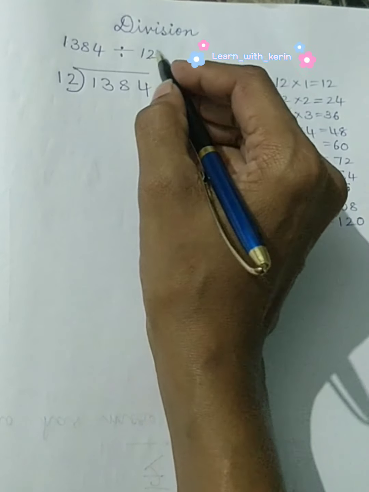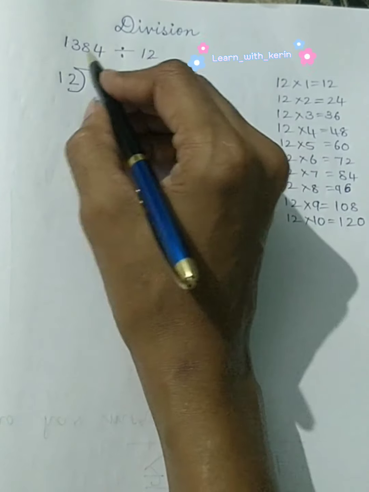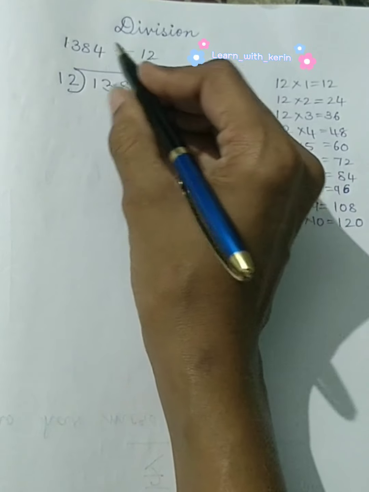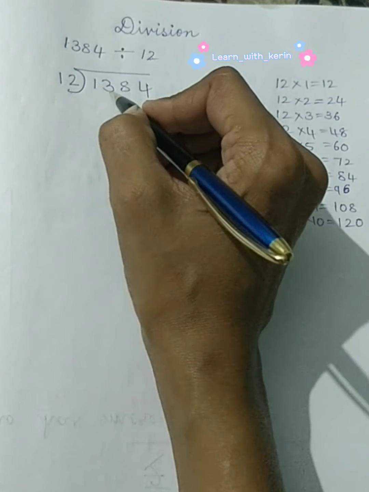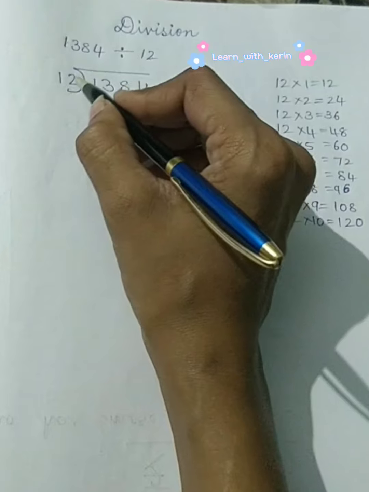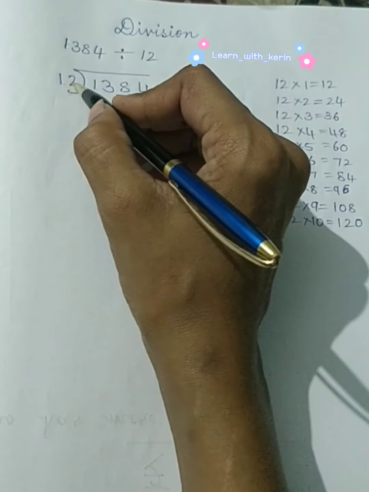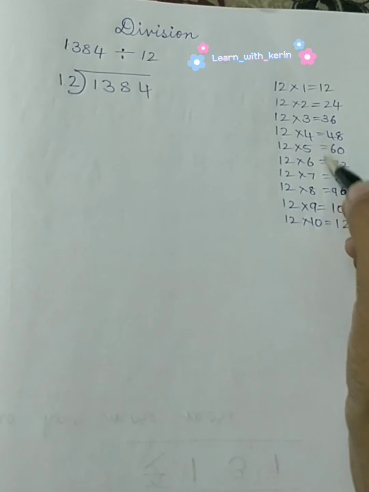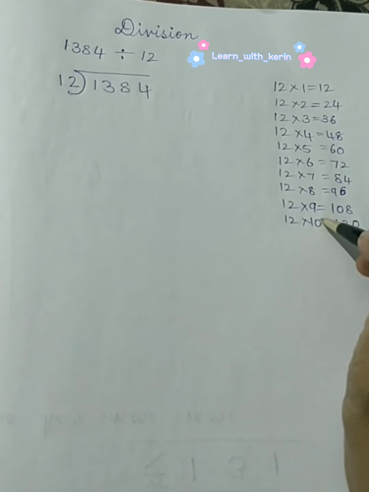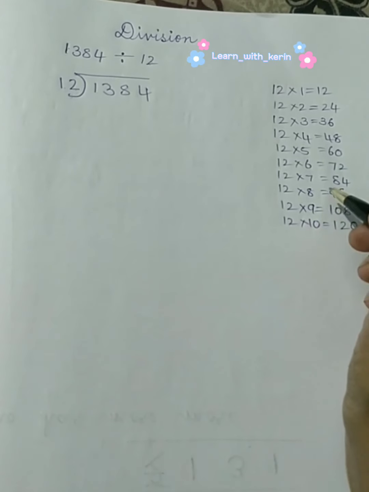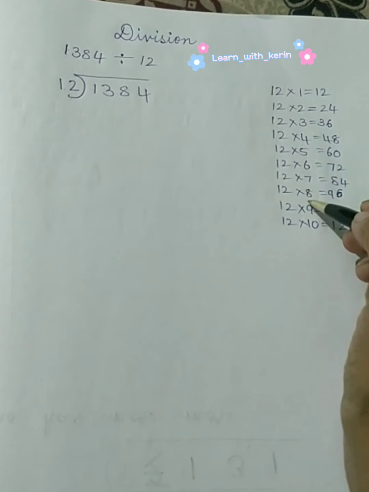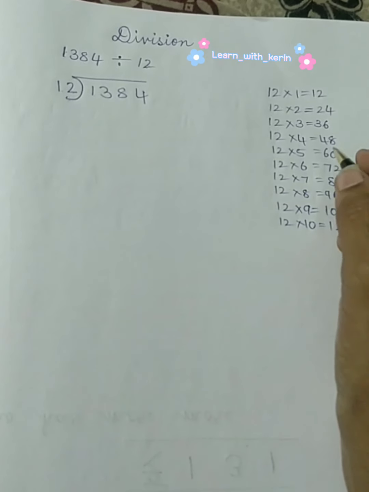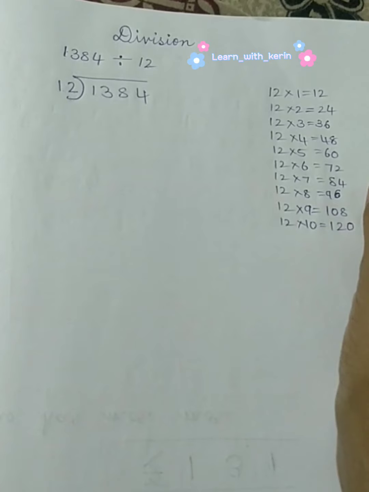To solve any division sum, first we need to write the given numbers in a division table. This is called a division table. Inside I have written 1384 which is the dividend, and outside I have written the divisor, the number 12. And here to the right side of the screen I have written the 12 table to make you all understand the sum clearly. Actually, you need to learn the table by heart. You should not use the table. To make you all understand it clearly, I have written it. Okay, let's begin to solve the sum now.